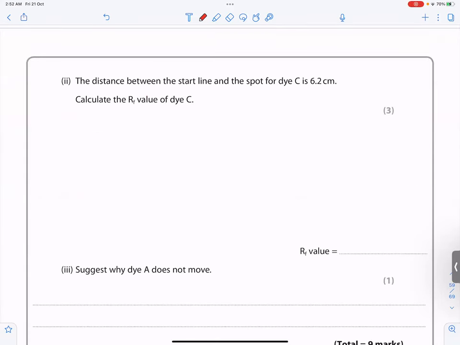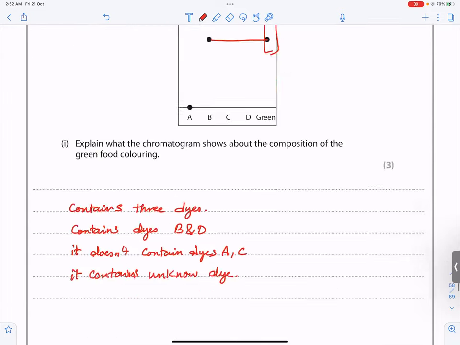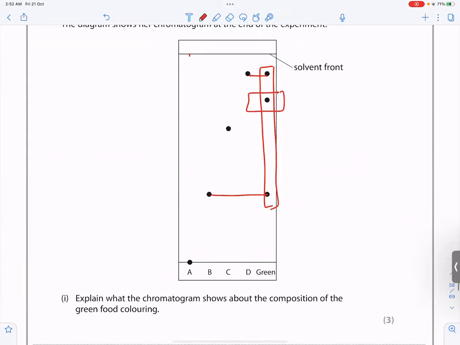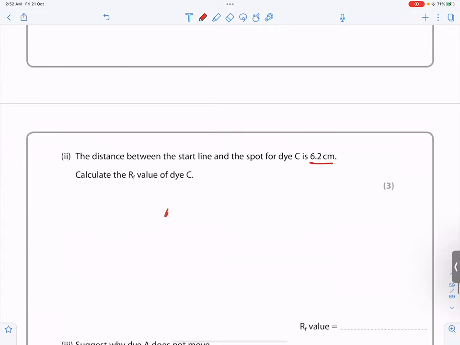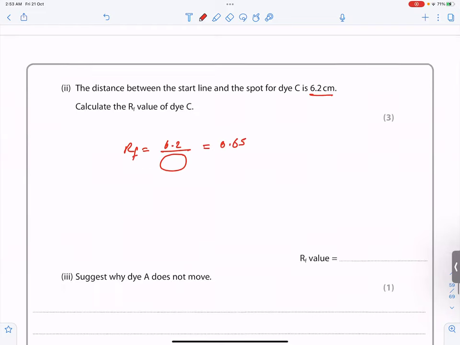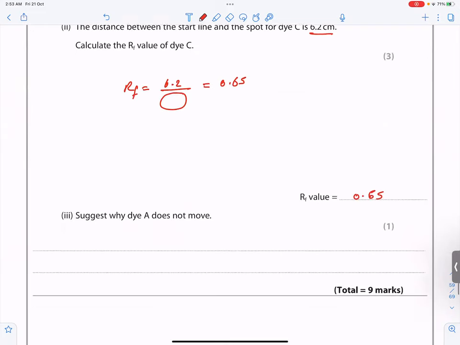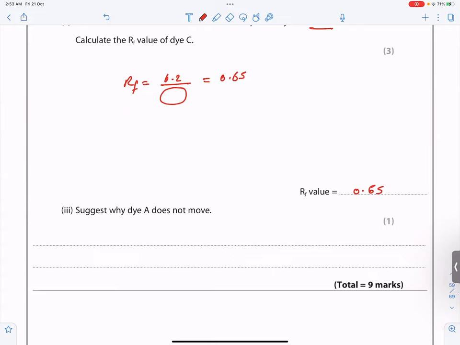The distance between the starting line and the spot is 6.2. Calculate the retardation factor. So we measure with the ruler the distance between the solvent front and the baseline, and we do 6.2 over that distance, and that is the retardation factor. It comes out to about 0.65. So here the value will be 0.65.